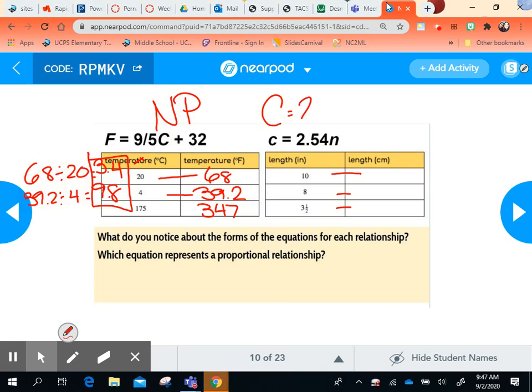So C equals 2.54 times 10. What's 2.54 times 10? 25.4. Okay, go ahead and do the next two. And you're not going to put them on the computer, but put them on your paper.